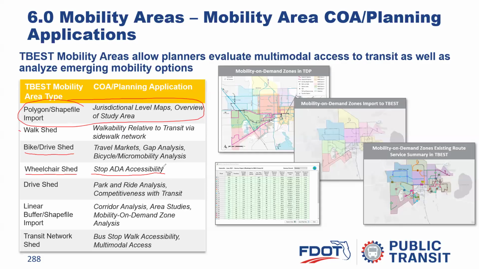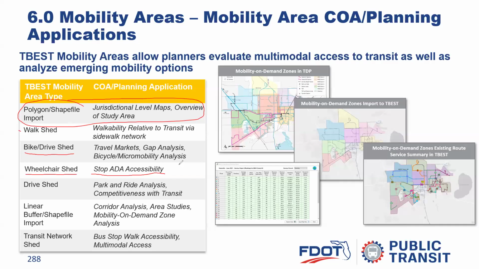Now, I will note that all of this, the walk shed, bike drive, and wheelchair shed, are all tied, as I mentioned, to OpenStreetMap, right? Which means that OpenStreetMap, as you all probably know, is editable, right? Anyone can go in, if they get approved, and edit in OpenStreetMap and add information that might be relevant for your project if you're using it for TBEST.